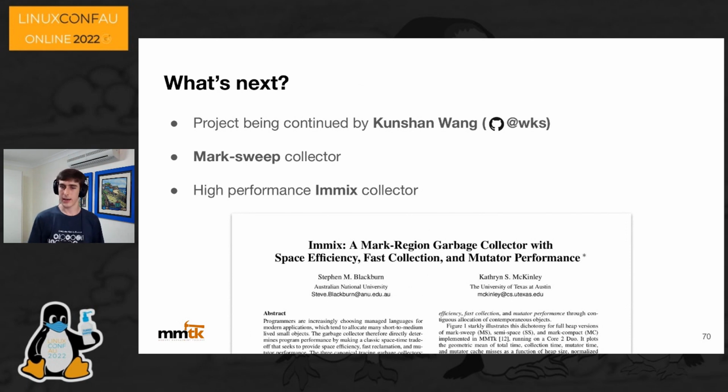So what's next? One of the team members, Kunshan Wang, incredibly capable, will be following on with this project and continuing it. His plan is to implement the API necessary for MMTk's mark sweep collector to run. The reason why we've chosen to target this collector is because, well, A, it's similar to what Ruby already has, so there should be less compatibility concerns, and also because it doesn't move objects, which Ruby doesn't really do much at the moment, so it improves the ease of implementation.